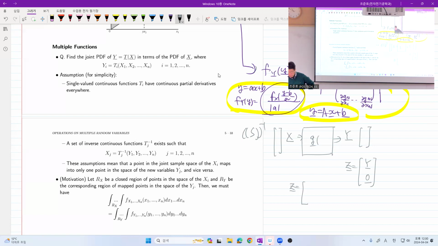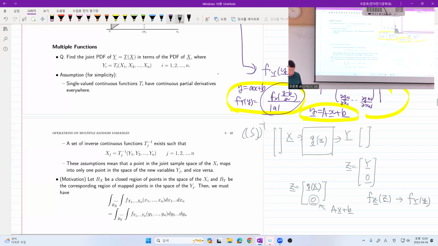Because this is what? Z equals now what? Some g of x and here 0, which is again a special affine mapping with 0 matrix A, 0 vector B. No problem. So this is a big n by n mapping, n dimension from n dimension mapping. So theoretically, you can find the density function of z. Now from this, how can you get the density function of y? By marginalization.